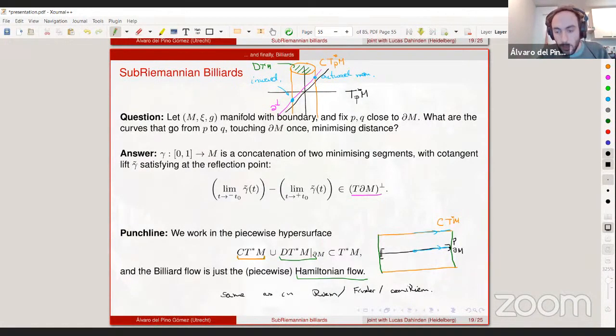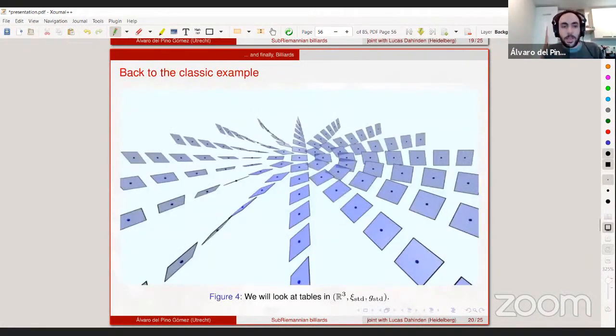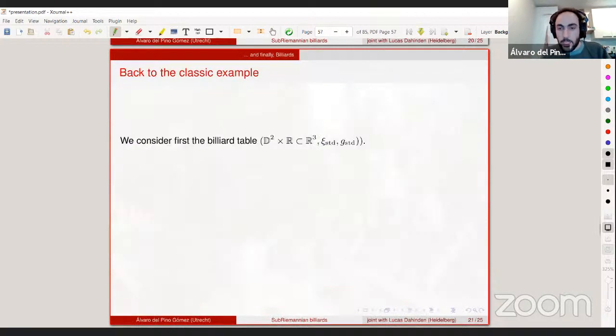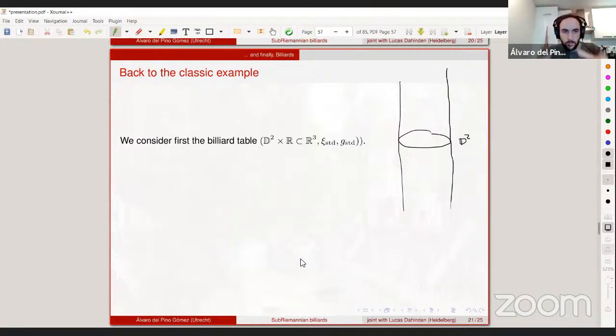Okay. So, let's do the examples, which is actually the interesting part. I want to go back to the example that we had, and I'm going to look at tables inside of this open manifold. The easy table to look into is the disk inside the plane times R. So the cylinder is the boundary. It's where the reflections will happen.